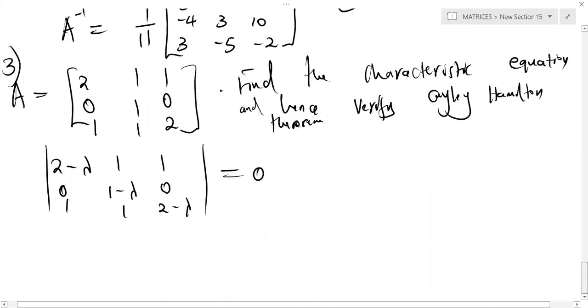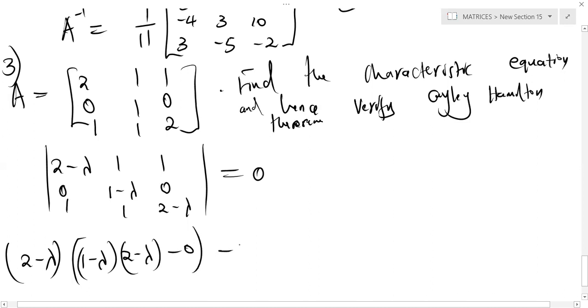Okay, fine. Evaluating for the determinant, you take 2 minus lambda. Delete the row and column in which 2 minus lambda lies in. Find the determinant of the small matrix formed there, -0, -1. Delete the row and column in which -1 lies in. This will give us 0, -0.